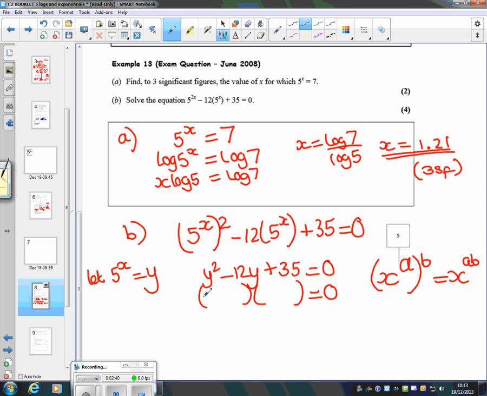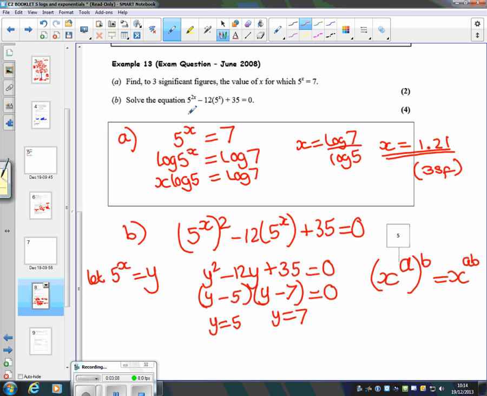If it does factorise, in this case it will factorise, so 35 we can use 5 and 7, 5 multiplied by 7 to give 35, but we want minus 12y, so we're going to have minus 5y minus 7y, which would give us our minus 12y, and minus 5 times minus 7 would give us a 35. So we've got y equals 5 and y equals 7.